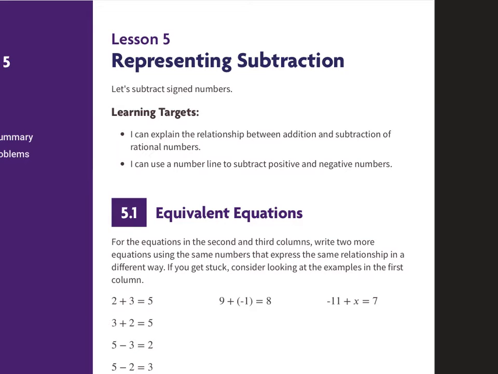Hey guys, here we are, lesson 5. We are on page 43. So I can explain the relationship between addition and subtraction of rational numbers, and I can use the number line to subtract positive and negative numbers. So 5.1 we are going to skip. We're going to start on 5.2 at the bottom of page 43.